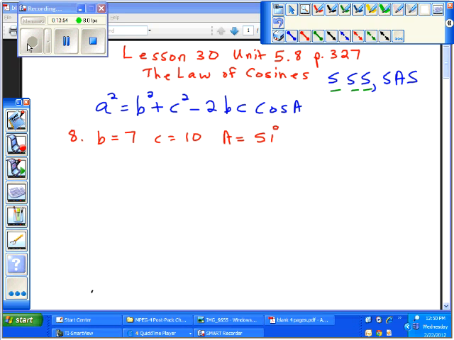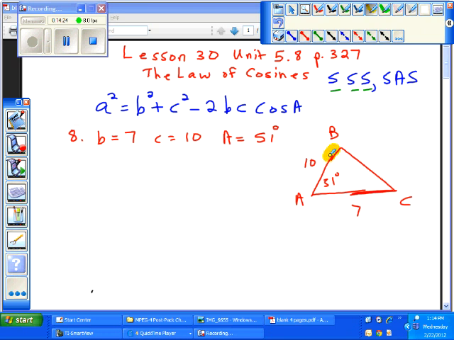Now, if we were to draw a picture, all we really know is that angle A is 51 degrees. We know little b and little c, and we can just kind of put b and c wherever we want. We'll put c there and b there. It's not going to matter. Little b is 7, and little c is 10. What we have is in the order of what? Side angle side.